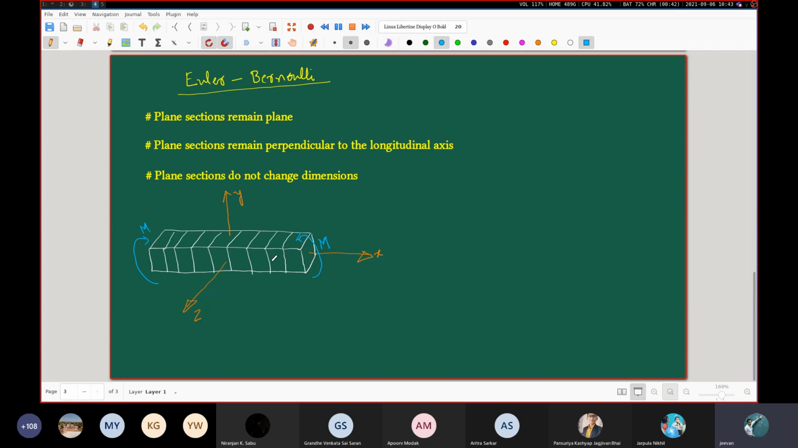Now, if you look from the front side, okay, front side means looking directly into the Z axis, then under this kind of a moment, this beam is going to deform in this fashion. It is going to curve upwards. And this is the part where we first start thinking about the deformation of the beam.